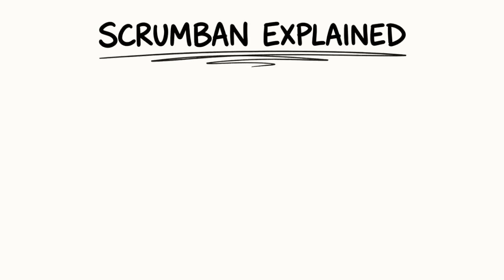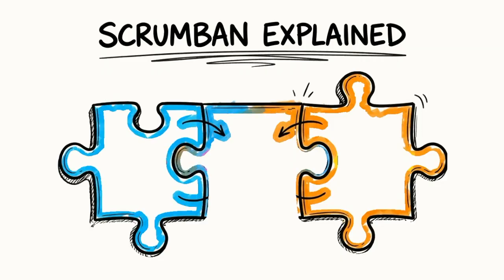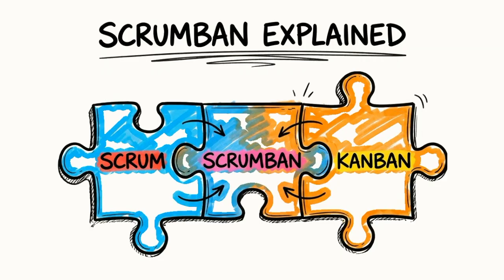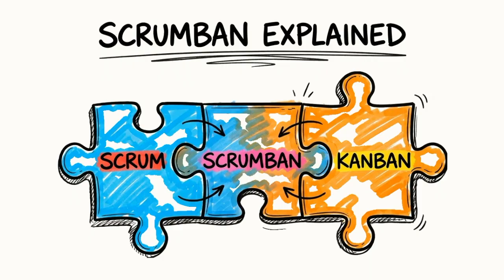Today, let's understand Scrumban in the simplest way possible. Think of it as taking the best parts of Scrum and the best parts of Kanban and putting them together in a way that actually works for real teams.